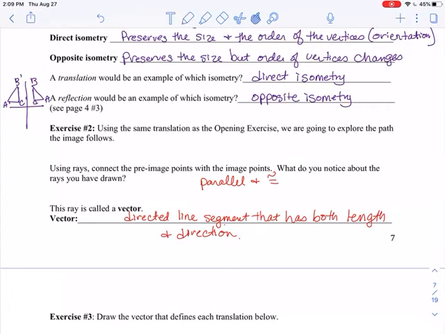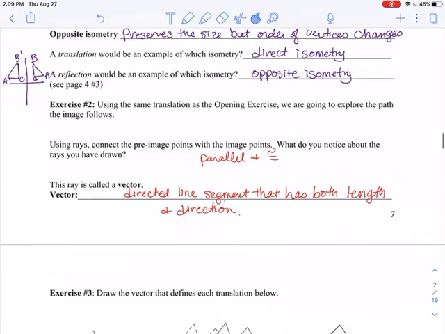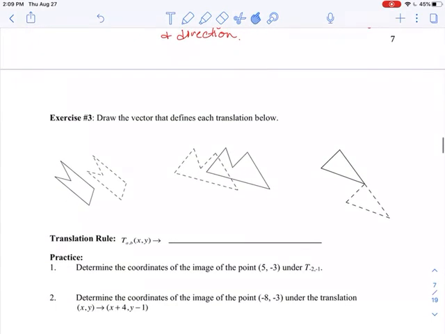All right, so on the next page, I'm just going to draw the vectors that define each translation. I'm going to assume that the pre-image is the one that is a regular line and the image is the dotted line. Okay, so I can connect any point to its image. There's my vector, and I just draw an arrow because the arrow shows the direction that it's going. I don't have to do every single point, I just have to do one. Like here, I could do here to here. And then here, I could do this to this. I'm just drawing a ray connecting the pre-image to the image.